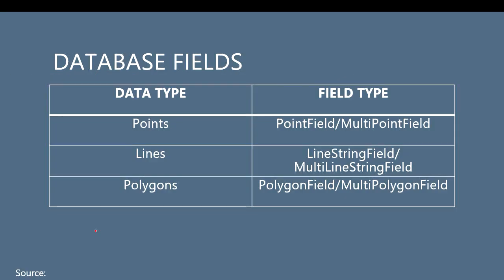And if you remember before when we were talking about the different data types, they happen to map very nicely to the different fields in our database. So a point would store in a point field or multi-point field. Lines would be stored in a line string or multi-line string, and polygons in a polygon field or multi-polygon field.